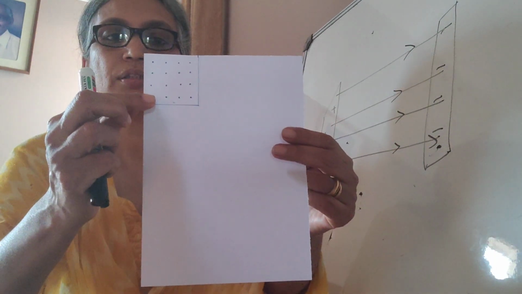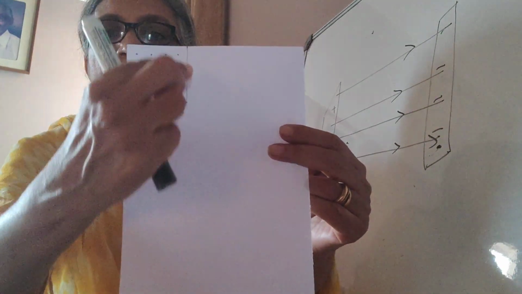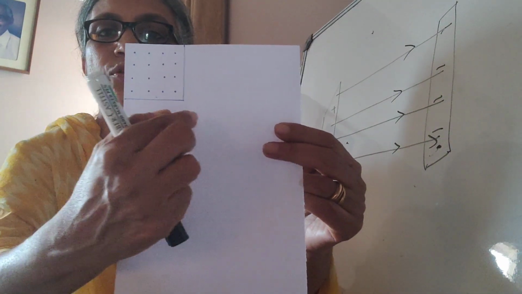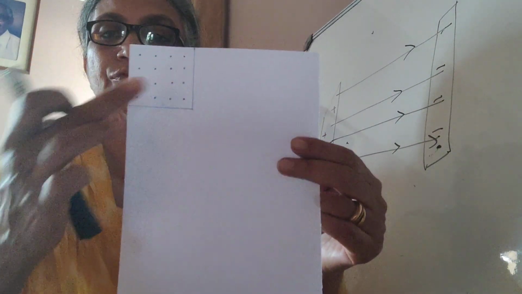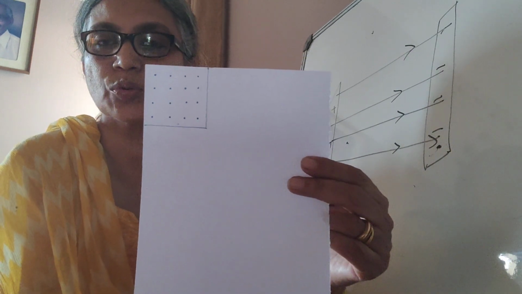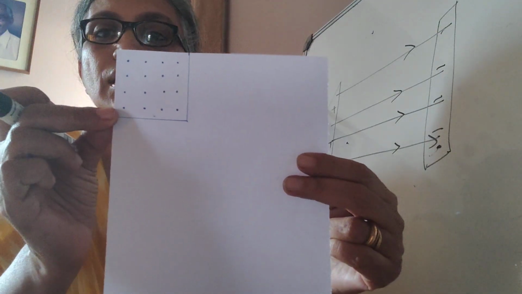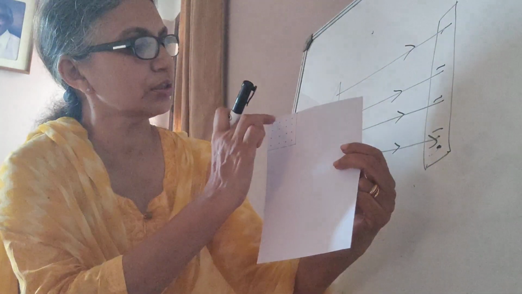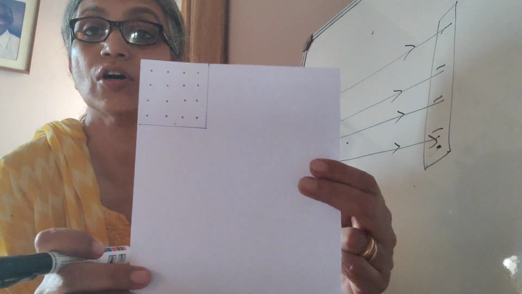and I have marked a unit area here. Can you see there's a small square here that I've drawn? Let's say this is 1 meter breadth and 1 meter length. So this portion that I've drawn here is a total area of 1 meter square, 1 square meter. And I've put some dots in that. I have put 1, 2, 3, 4 into 4, 16 dots there.